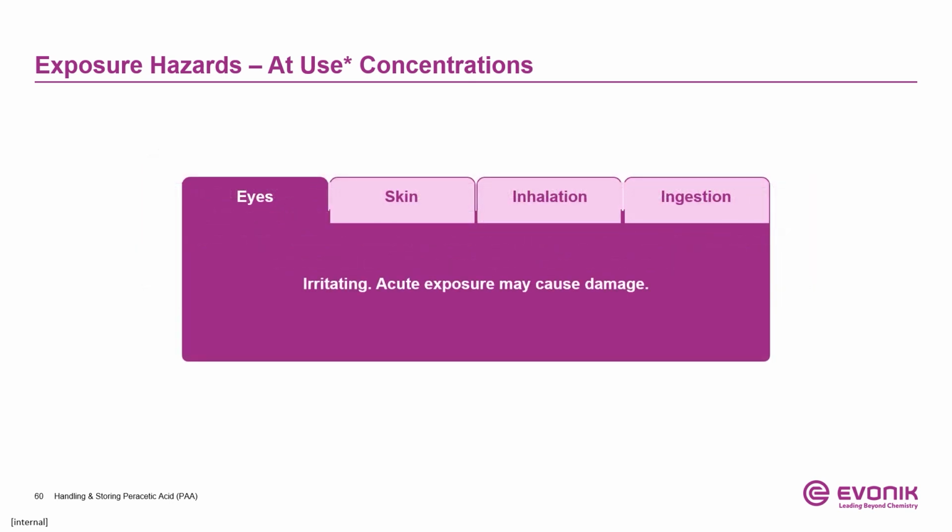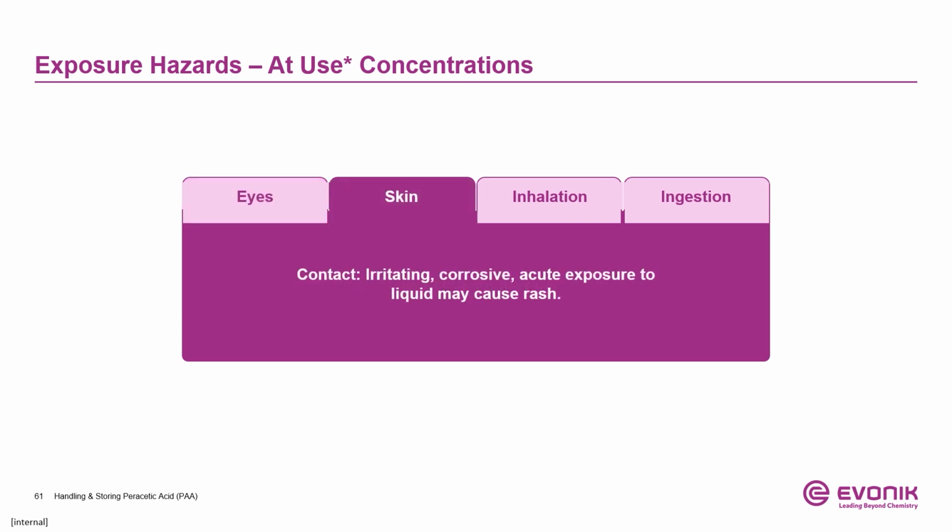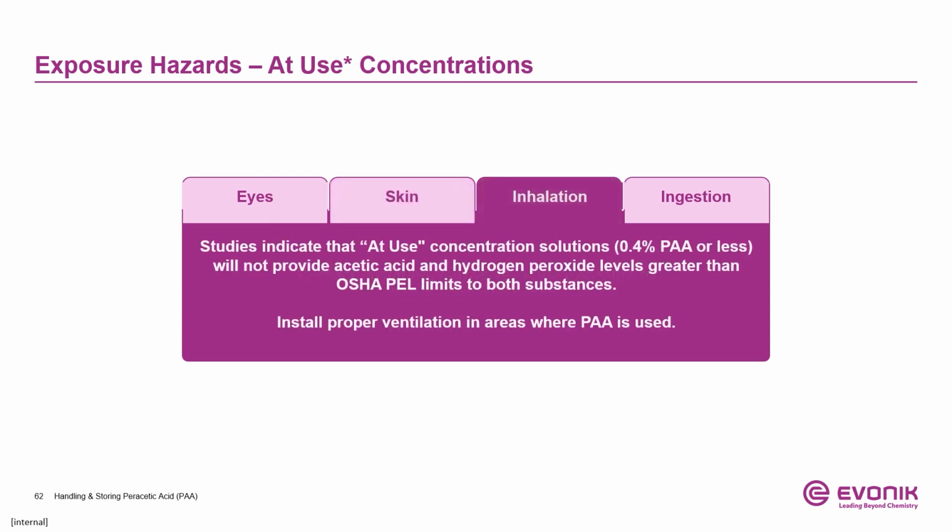For the at-use concentration solutions, exposure to the eyes is irritating, and acute exposure may cause eye damage. For the skin, chemical contact may be irritating, corrosive, and acute exposure to the liquid may cause a rash. Regarding inhalation, studies indicate that at-use concentration solutions should not provide acetic acid and hydrogen peroxide levels greater than the OSHA PEL limits for both substances. Proper ventilation should be installed to prevent personal exposure.